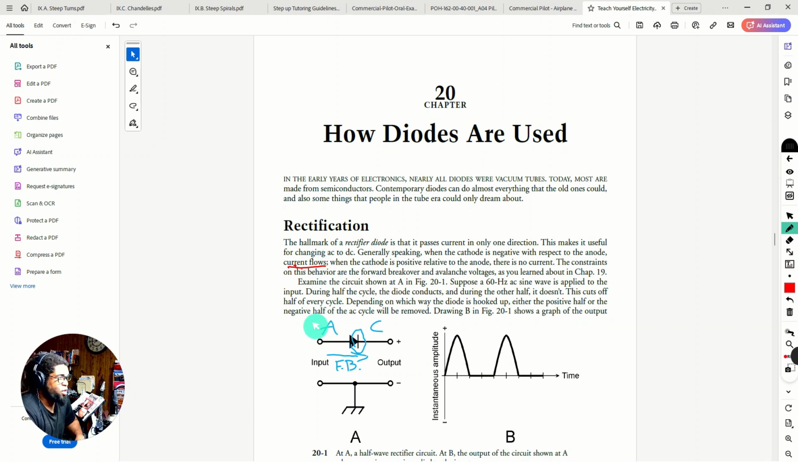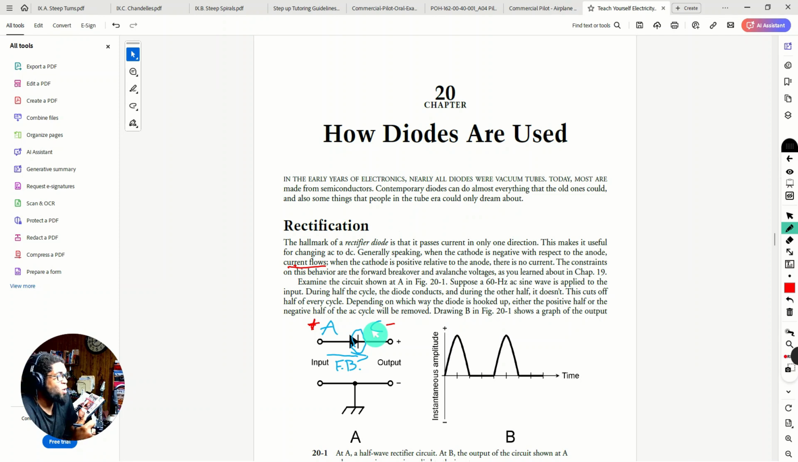When the anode is positive with respect to the cathode, the cathode is more negative. That does not mean that the cathode actually has a negative voltage applied to it. It's negative with respect to the anode. Basically what he's saying is that the cathode is at a lesser voltage than the anode.